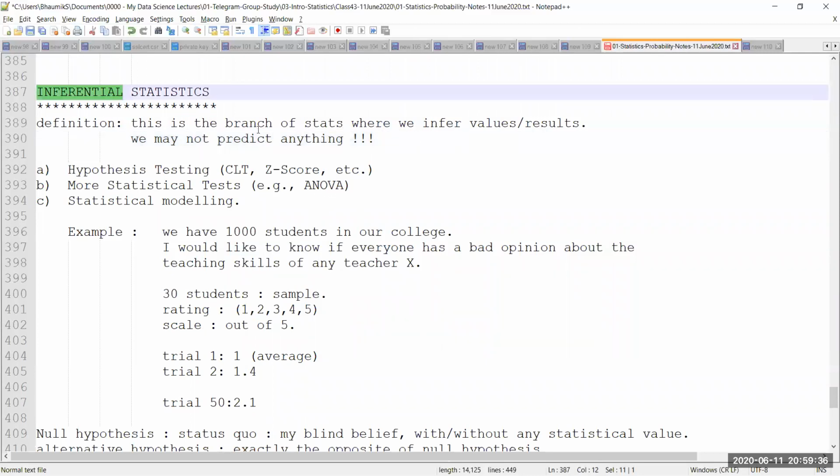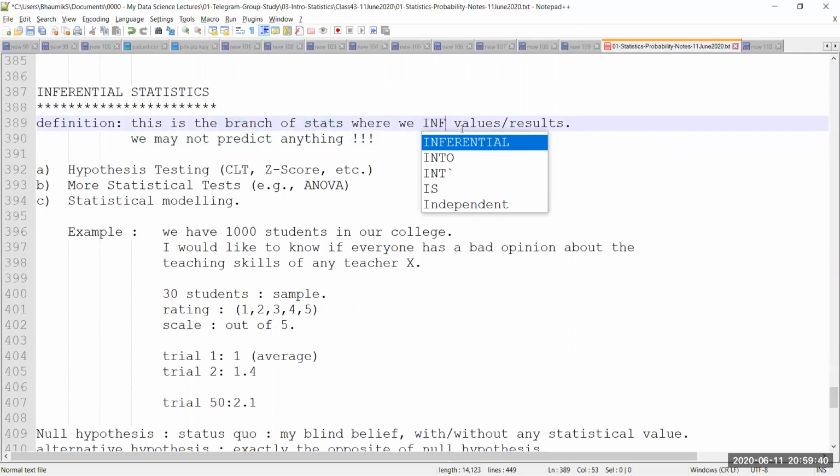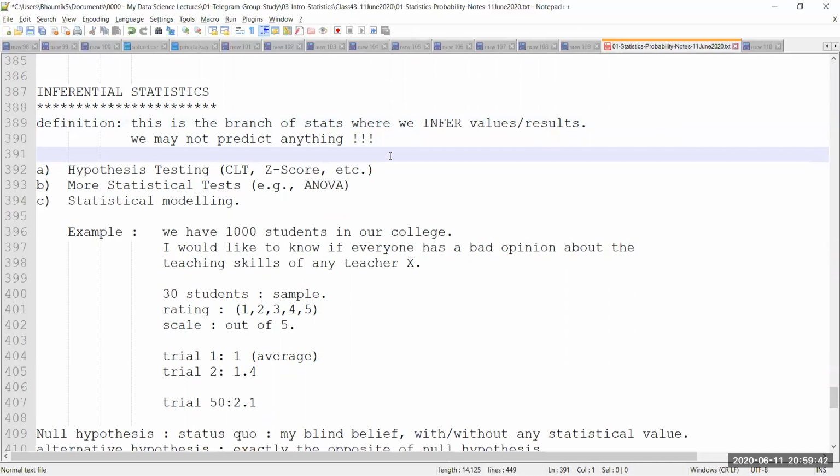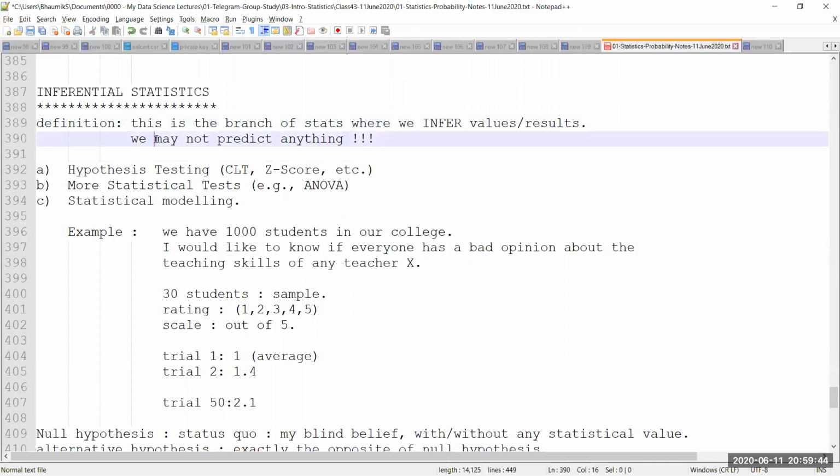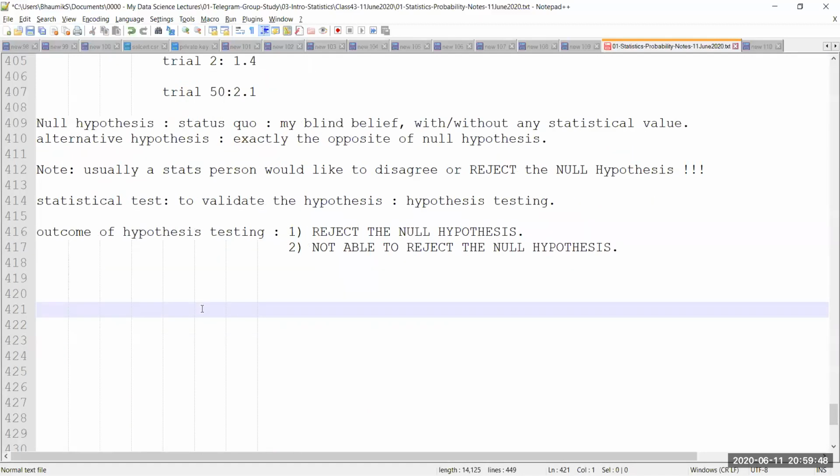Inferential statistics is a branch of stats where we simply infer. Let me write this in capitals: we simply infer values or results. We may not predict anything at all, because that is not the purpose of the game. That is not the intention for which I'm doing this test.